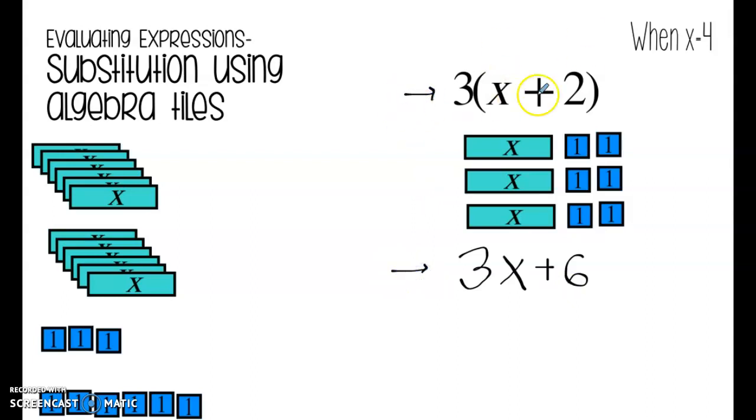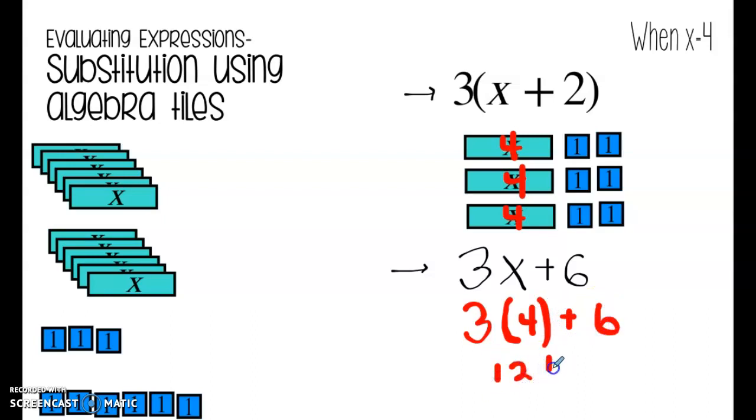Okay? So now if I'm going to evaluate the expression when x equals 4, instead of having my x tiles, I know now that the value is going to be 4. So instead of having 3 x tiles, I now have 3 tiles that are all the value of 4, plus my 6 ones. So I'm going to have 12 plus 6, which is going to be a final answer of 18.